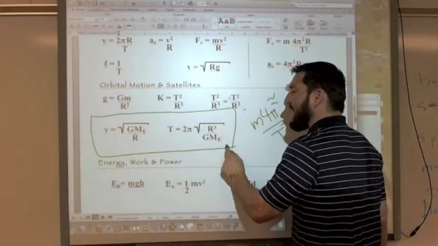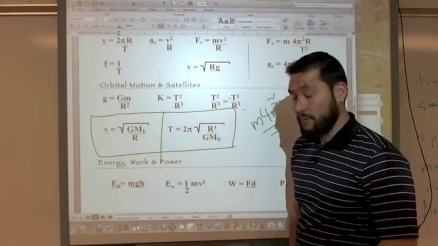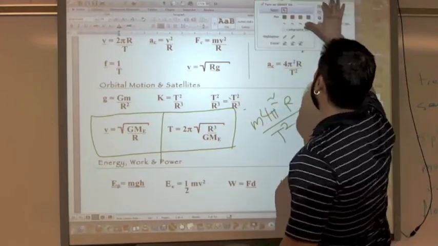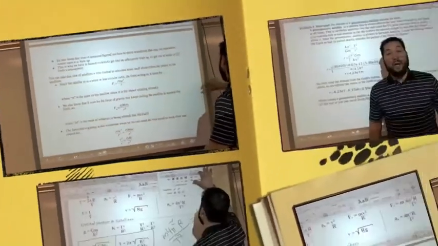The majority of satellite motion and the questions and formulas that you have to work with are based on those two equations. Now we can look very quickly. There are a couple examples in the notes, but we're just going to look at one here real quick.